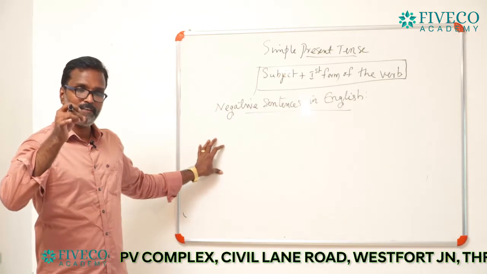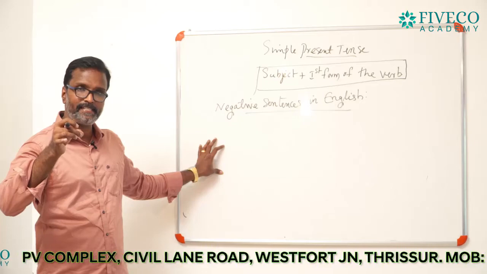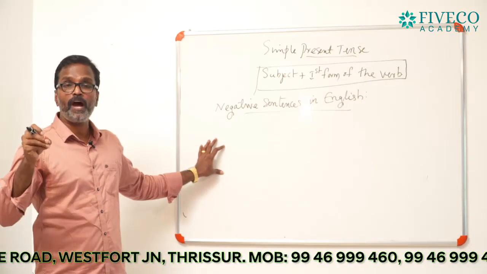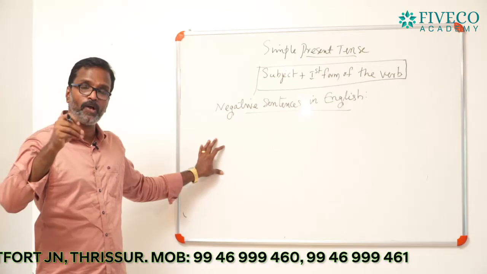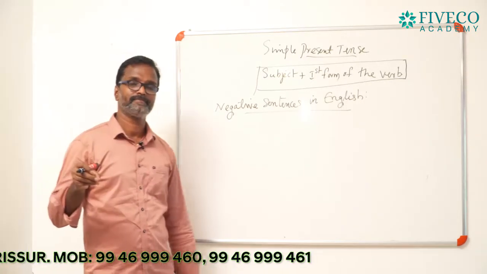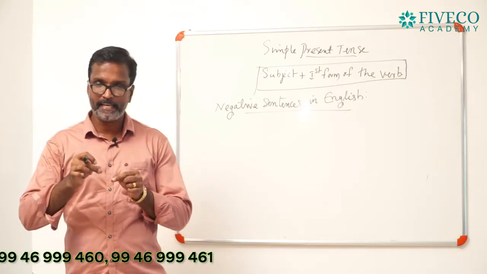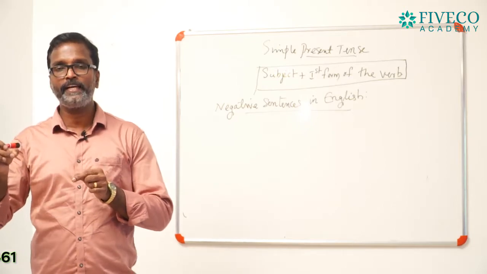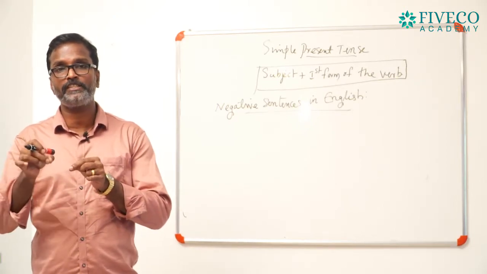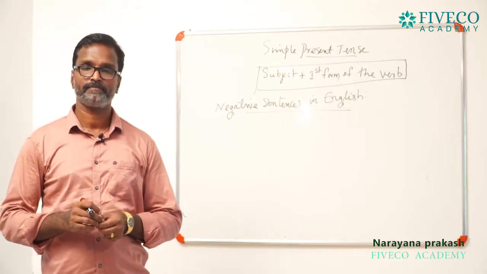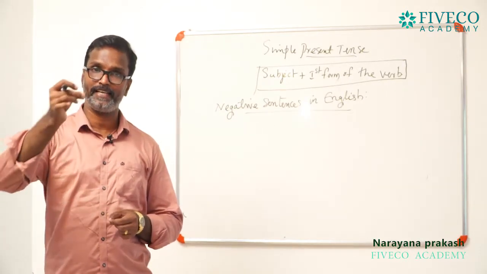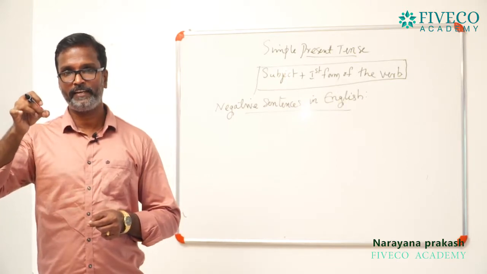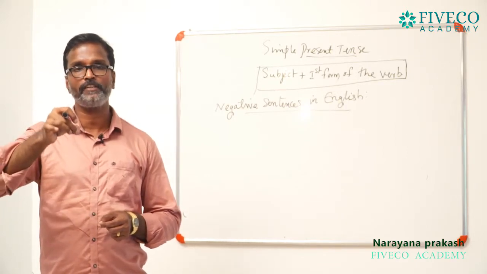While we change a positive sentence into negative, you have to add not along with the proper auxiliary verb. I told you, she is a teacher, is, that is the auxiliary verb. She is not a teacher. What did we do? We used not along with the auxiliary verb.